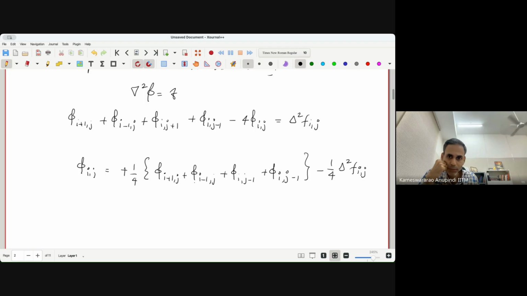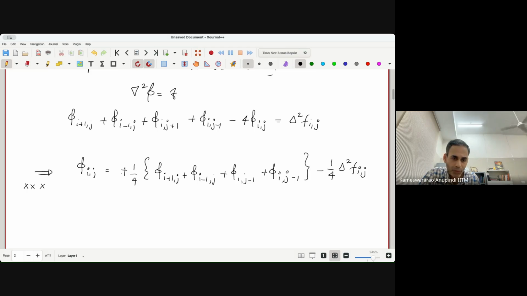Okay. So plus 1 by 4 of this thing goes this side. This comes this side. Okay. Is this correct? If there is a mistake, let me know. And then this should be minus, right? Because this goes this way. Okay. So that means what we have is that this is the equation we're going to apply at each and every grid point, right? At each and every grid point, ij, 1, 1, 1, 2, and so on.